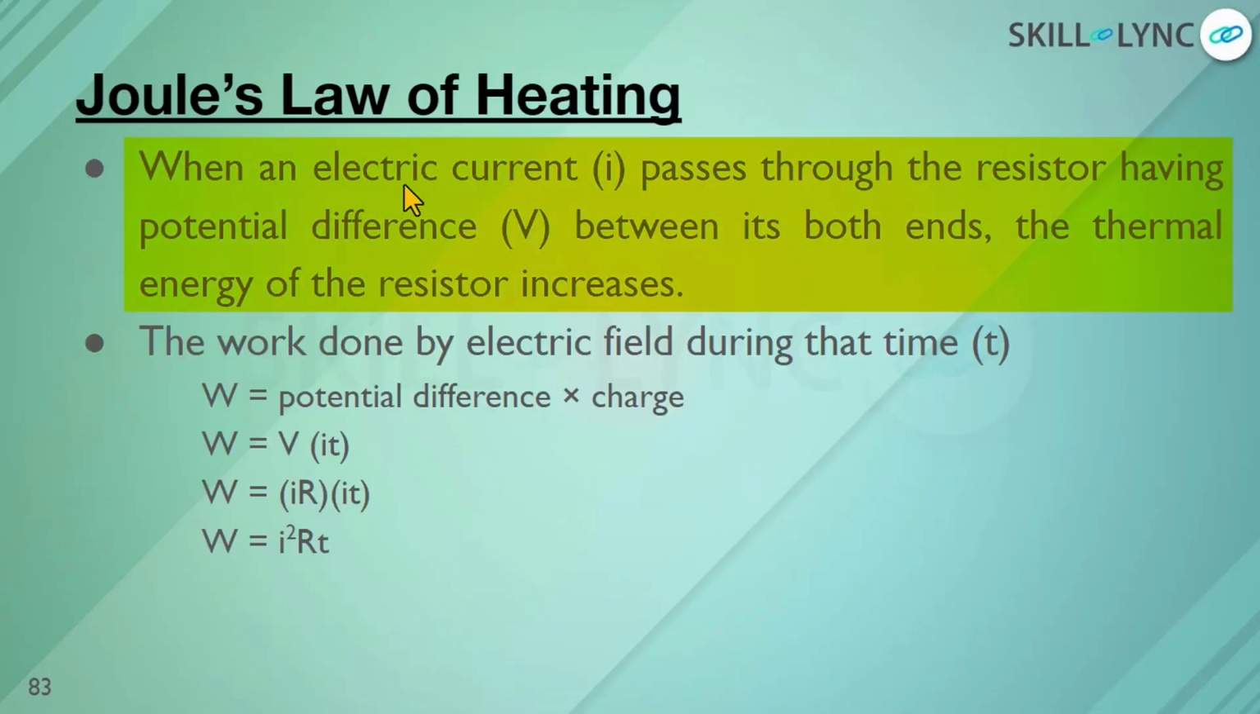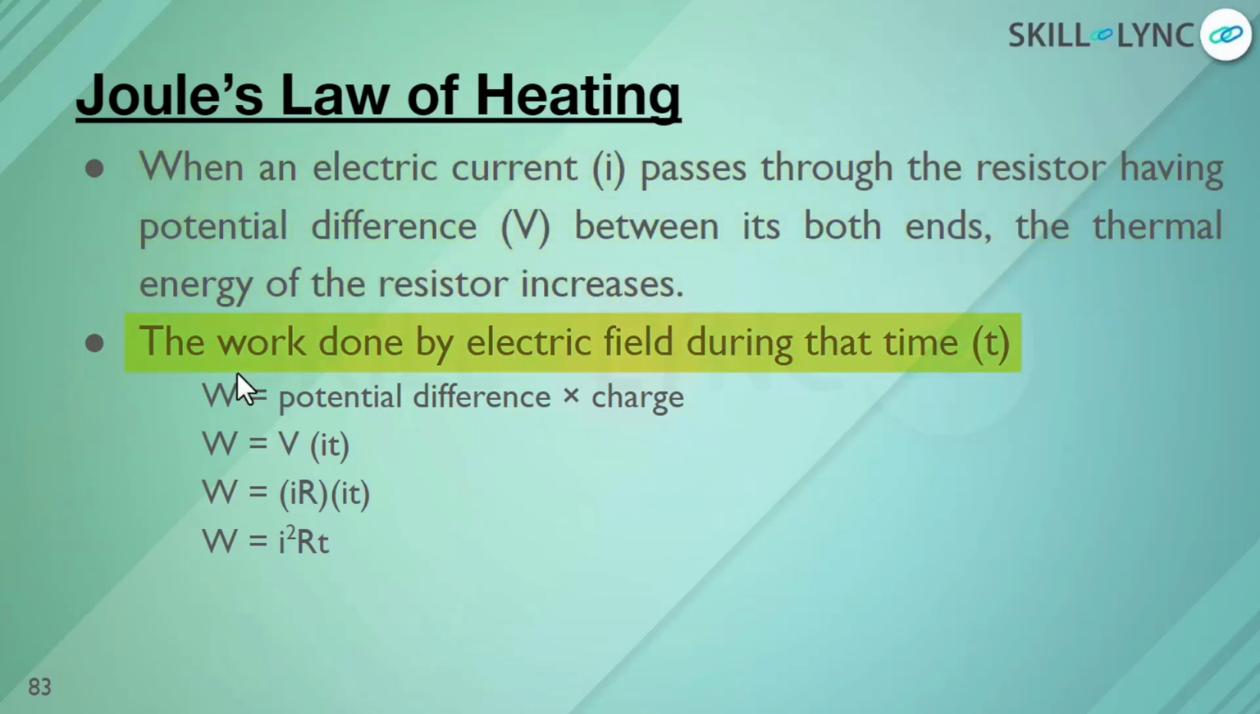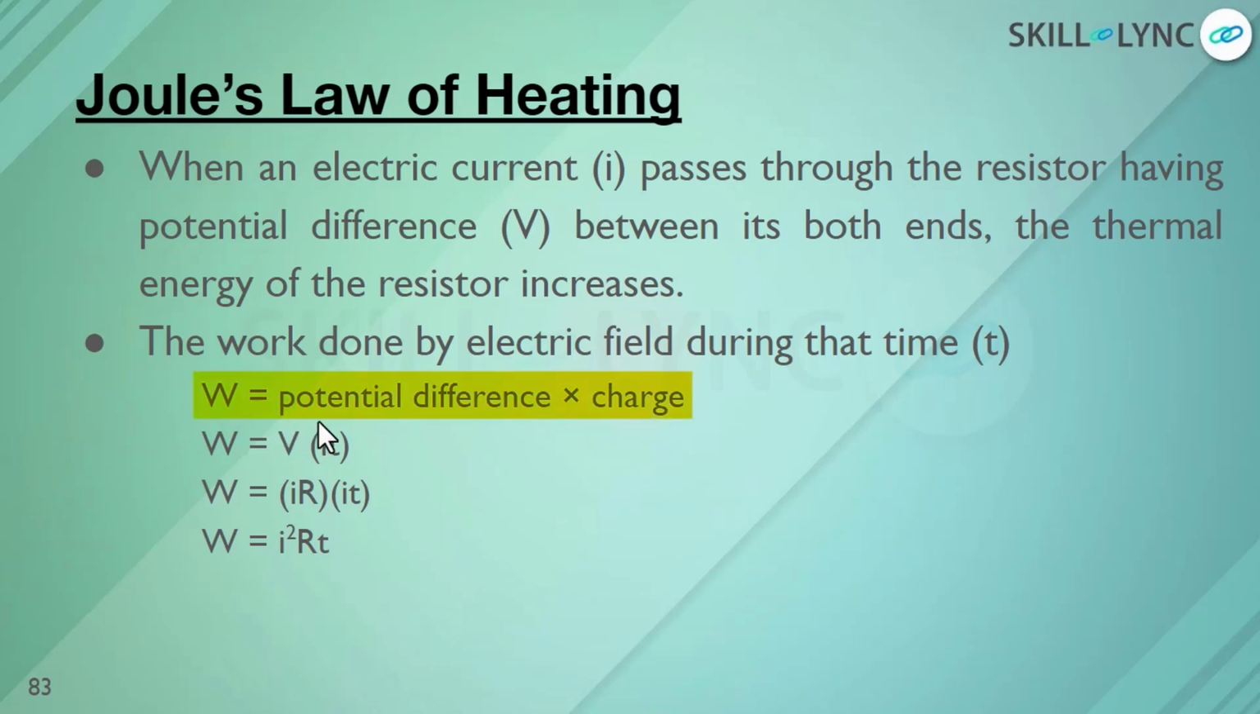When an electric current I passes through a resistor having the potential difference V between its both ends, the thermal energy of the resistor increases. The work done by the electric field during that time, that is at time equal to t, is equal to potential difference into charge, where potential difference is denoted by capital V and charge is denoted by It. Further, work done is equal to IR into It.